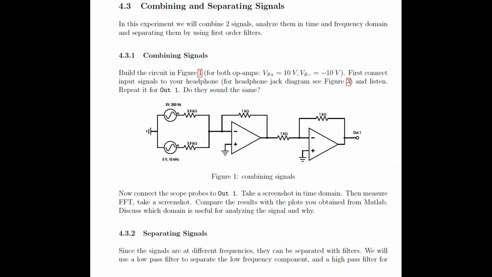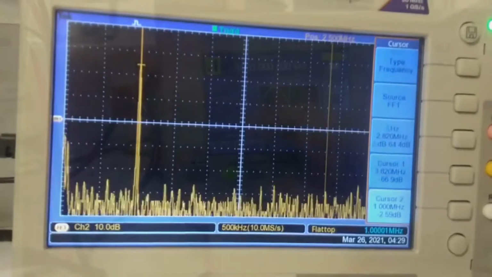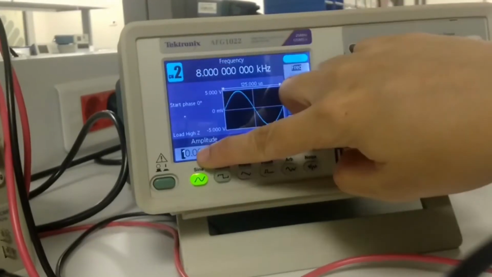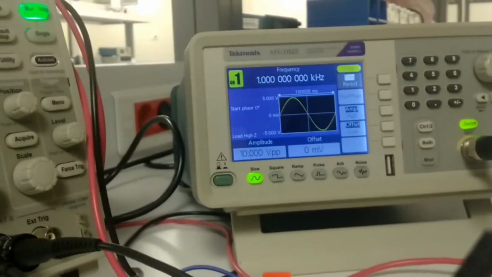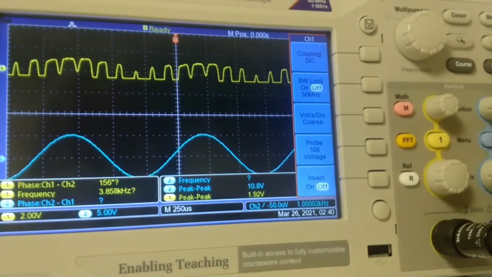The last part is combination of different signals and also filtering, separating the signal. Here we use another op amp to invert the negative output to the positive one. First we will combine the 1 kHz and 8 kHz signals. Both have 10 V peak to peak.